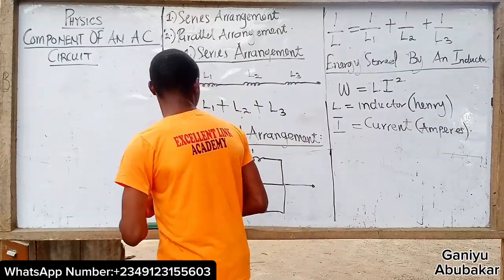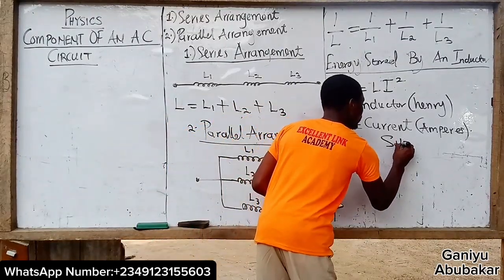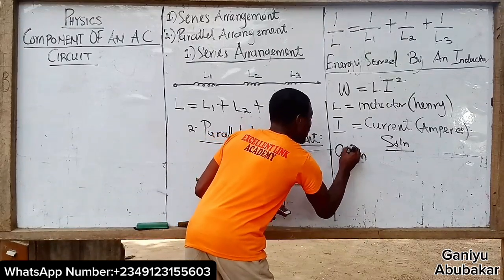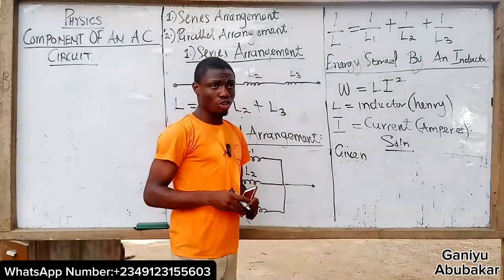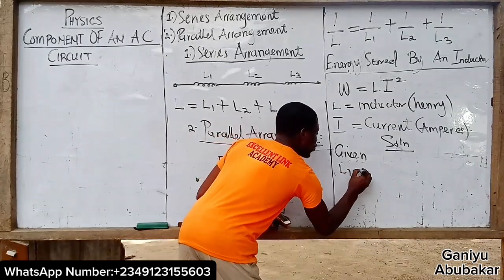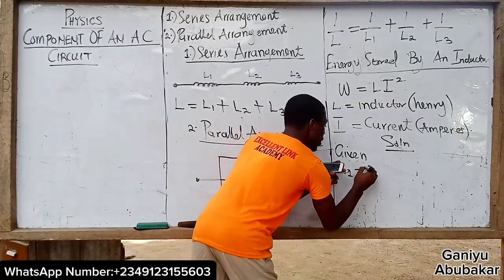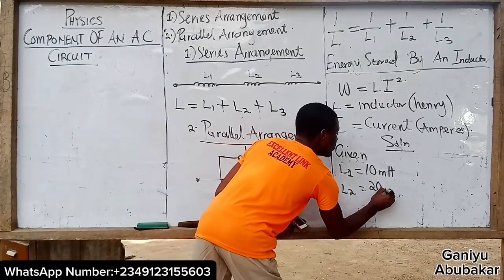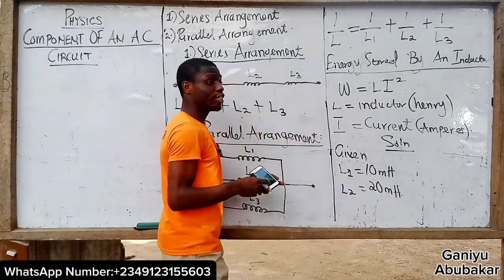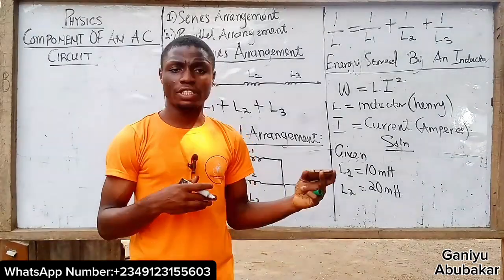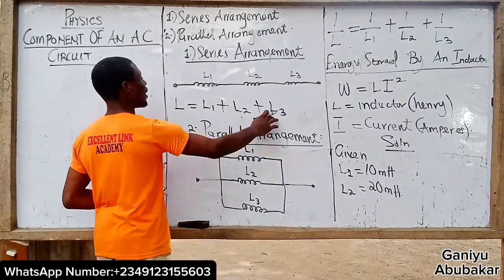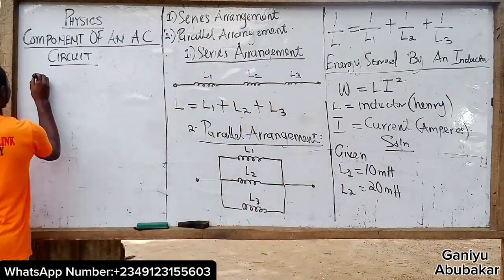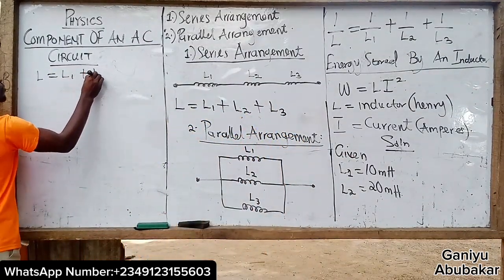So for that question, solution. First things first, what am I given? I'm given that two inductors, L1 is equal to 10 milli Henry and L2 is equal to 20 milli Henry. These two are arranged in series. How do you solve it? For series arrangement, you add them in a linear sense. So for series arrangement, I'll have that L is equal to L1 plus L2.